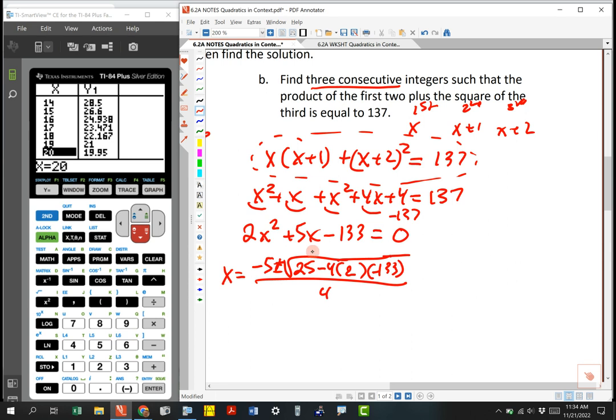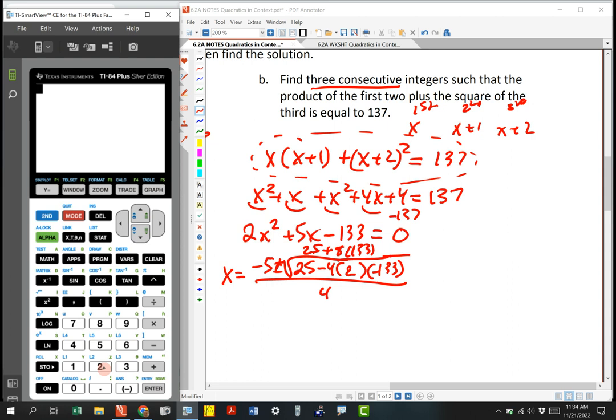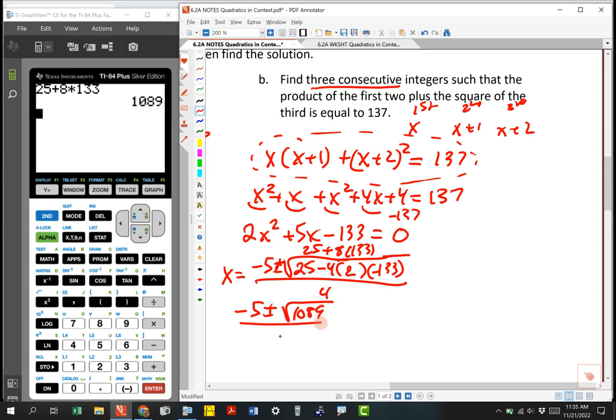And like I said before, I usually just write 25. I'm going to be adding something. I'm going to be adding 8 times 133. Now we're hoping that this all works out nicely. So let's see, 25 plus 8 times 133. I get 1,089. And I'm really hoping that has a nice square root. It does. 33, that's good.